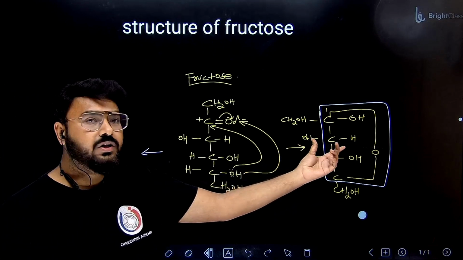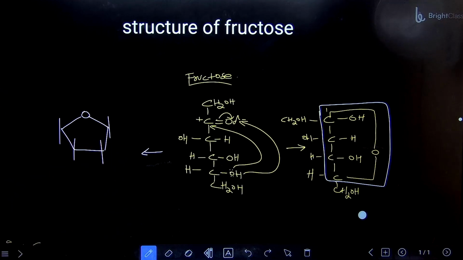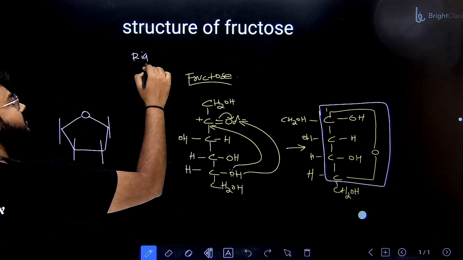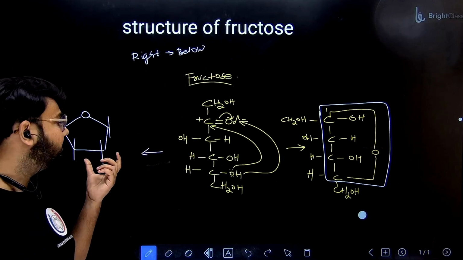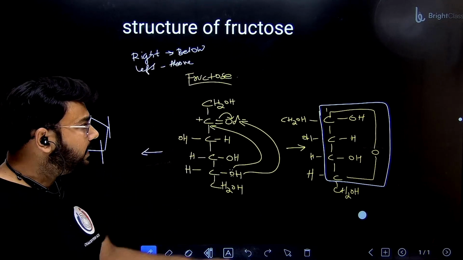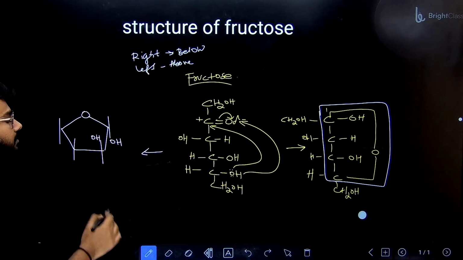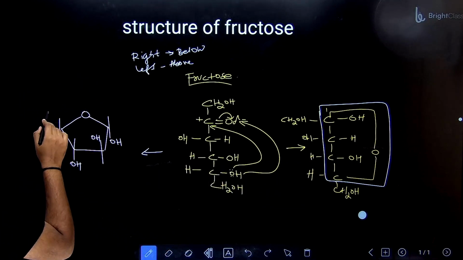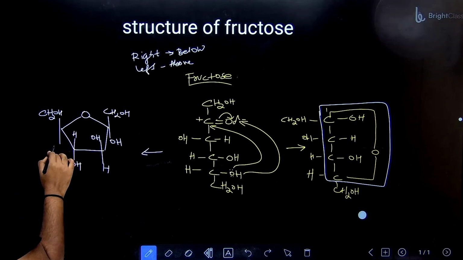Now, all the horizontal bonds will change into vertical. In this Haworth projection, we will make vertical bonds. Remember, whatever is on the right will be below, and left means it will be above. Look at this first carbon: OH is on the right, so we'll write it below. In the second carbon, OH is on the left, so we'll write it above. In the third one, again OH will be below. And in the fourth, the bigger group is placed above, so CH2OH will be above. Here also you have CH2OH. Everywhere else it's hydrogen.